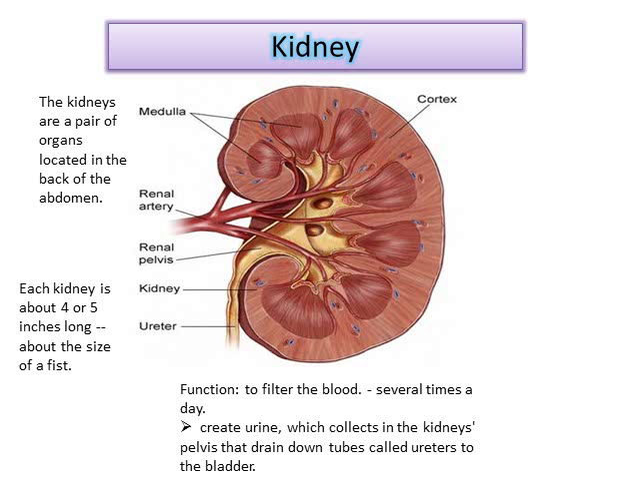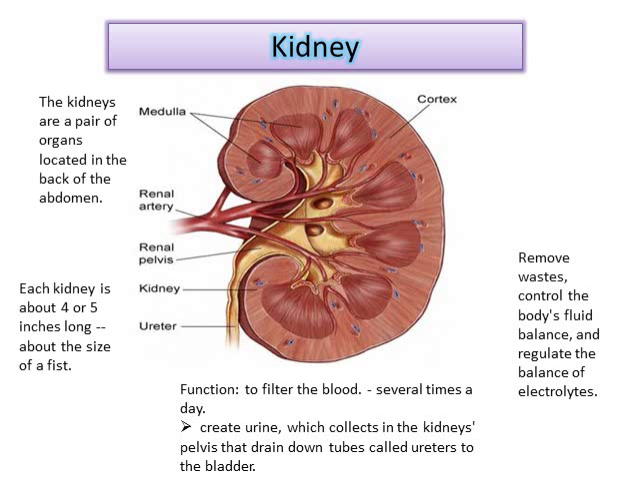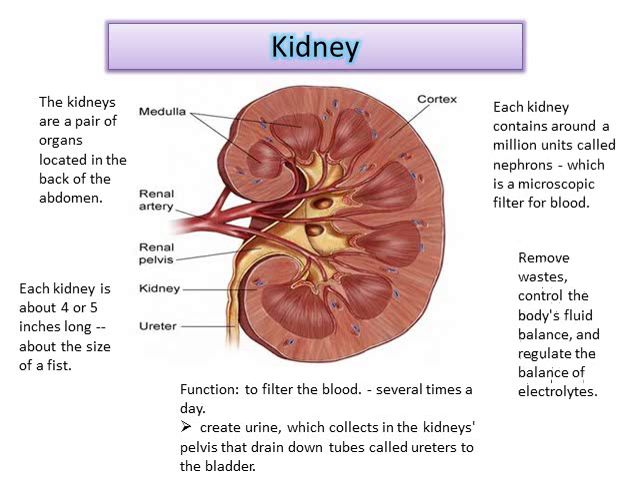It creates urine, which collects in the kidney pelvis and runs down a tube called the ureter to the bladder. It also removes waste, controls the body fluid balance, and regulates the balance of electrolytes. Each kidney contains around 1 million units called nephrons, which are microscopic filters for blood.